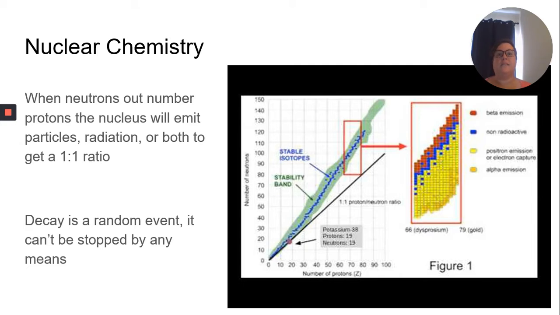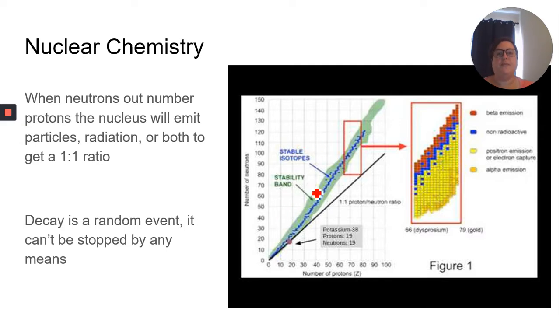Now that could be the nucleus spitting out other particles, or it could be giving out radiation, or it could be both things are being released. It all depends on what that ratio is and how big the nucleus is. So decay is a random event. If a nucleus is not stable, then it's going to undergo decay and you can't stop it from happening. So if we had nuclear or radioactive isotopes, we can't put them in a deep freezer to prevent it from undergoing decay. It's going to happen no matter what.